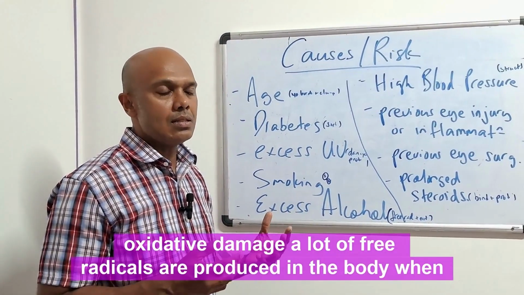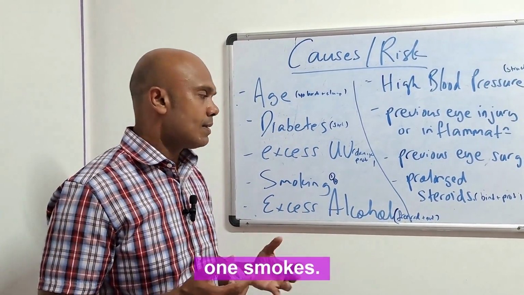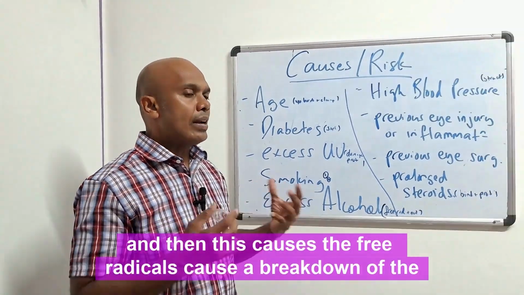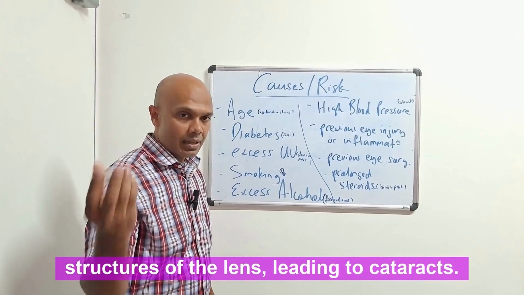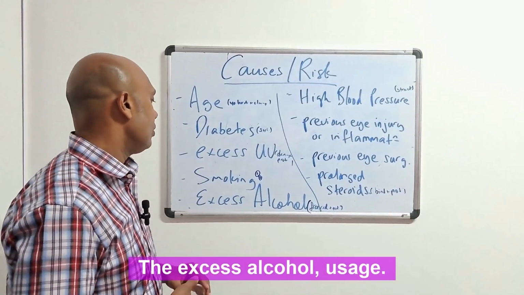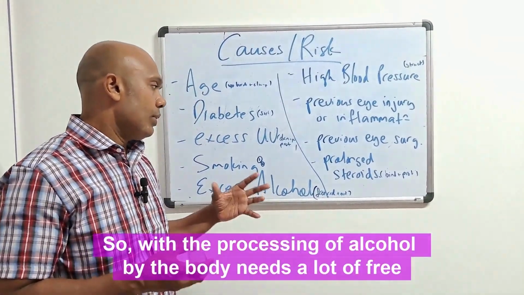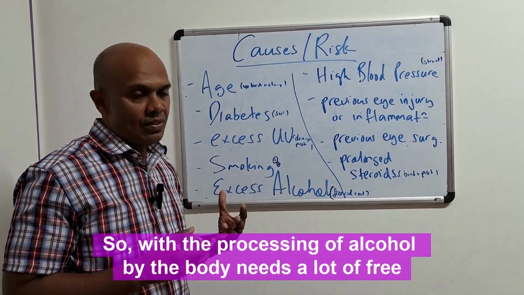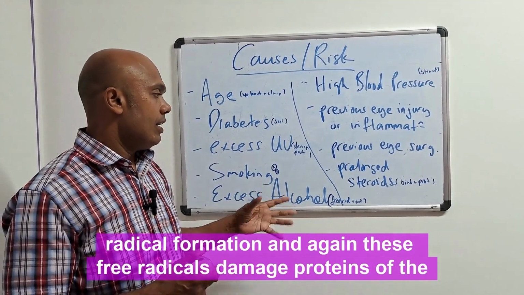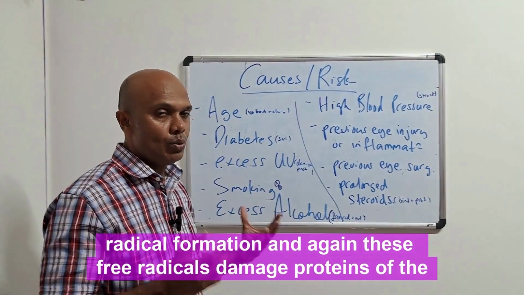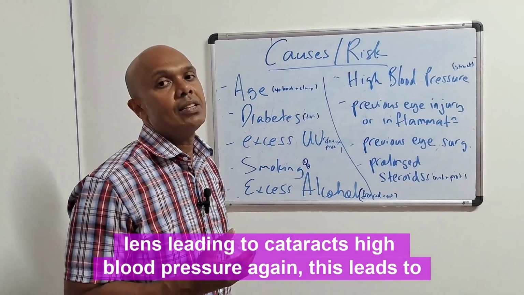A lot of free radicals are produced in the body when one smokes, and these free radicals cause a breakdown of the structures of the lens, leading to cataracts. Excess alcohol usage: with the processing of alcohol by the body, a lot of free radicals are formed, and again, these free radicals damage the proteins of the lens, leading to cataracts.